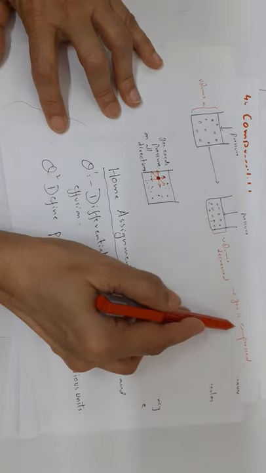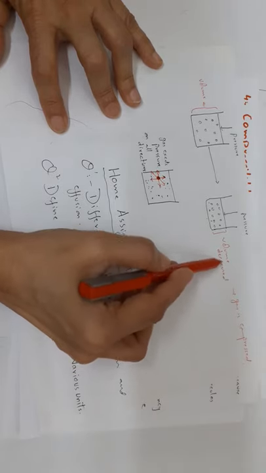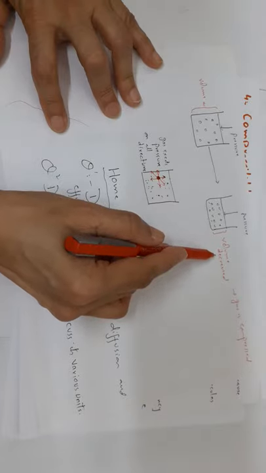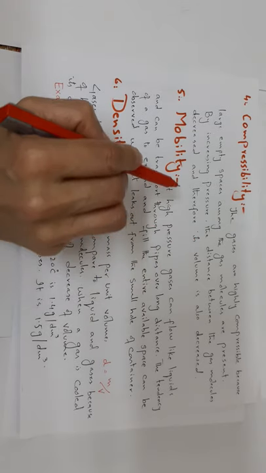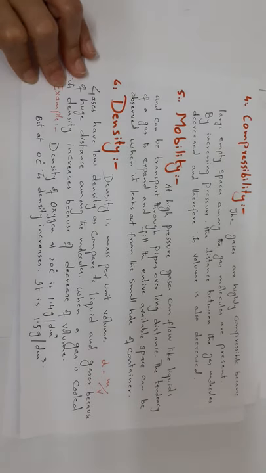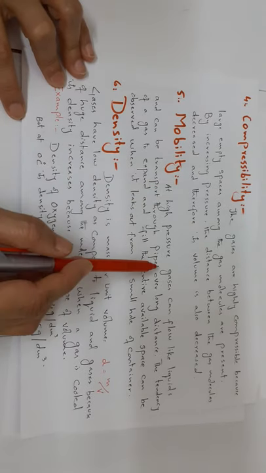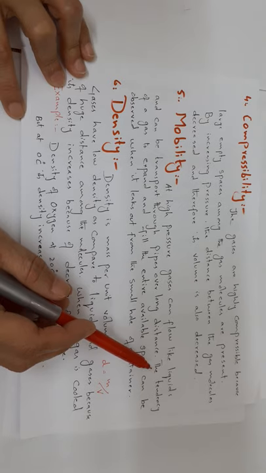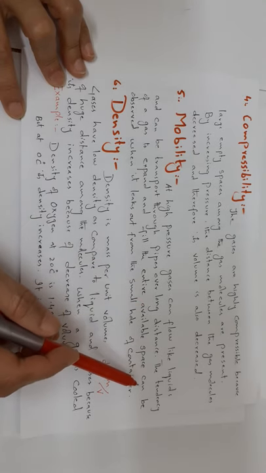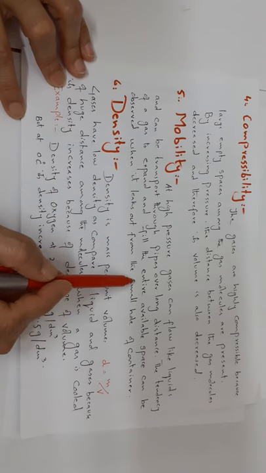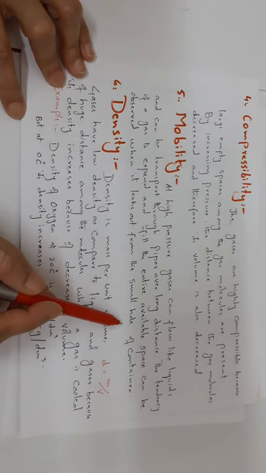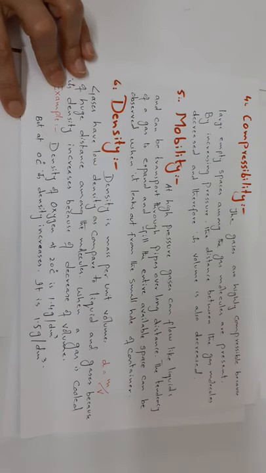So this is called compressibility of gas. That means gas is compressed. A large volume is changed into a smaller volume. This is about compressibility. Now the next is mobility. At high pressure, gases can flow like liquids and can be transported through pipes over long distances. The tendency of a gas to expand and fill the entire available space can be observed when it leaks out from a small hole of the container. So this is the fifth property.